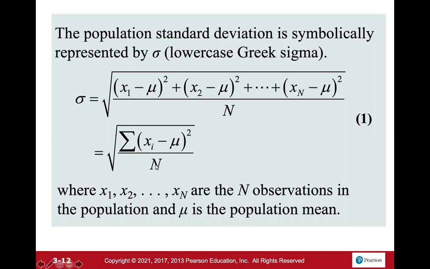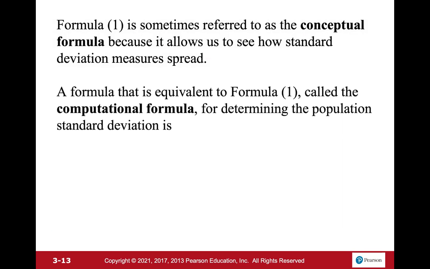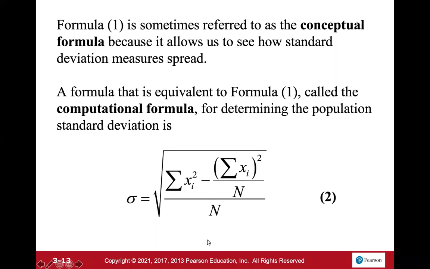n. So now looking at that data, formula 1 is sometimes referred to as a conceptual formula because it allows us to see how standard deviation measures spread. The formula that is equivalent to formula 1, called the computational formula for determining the population standard deviation, is this value right here. This one's a little bit more complicated to actually achieve, so we won't really see this one too much.